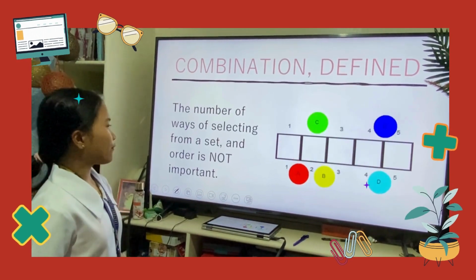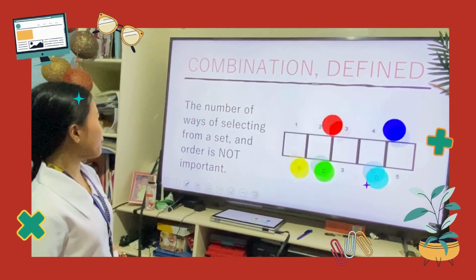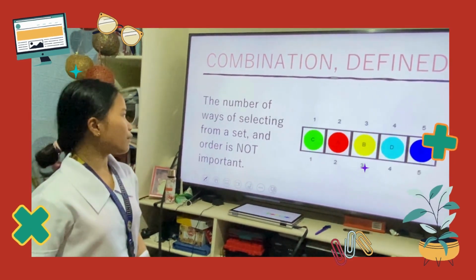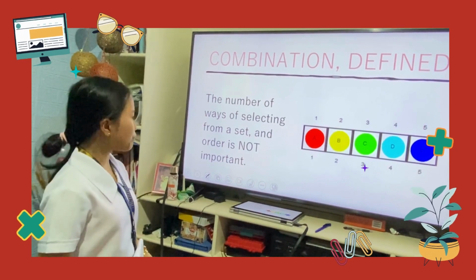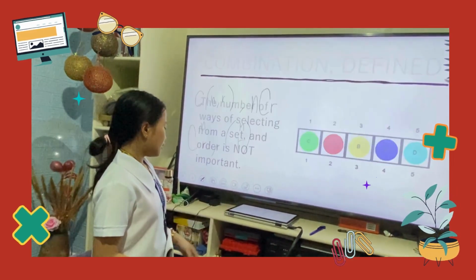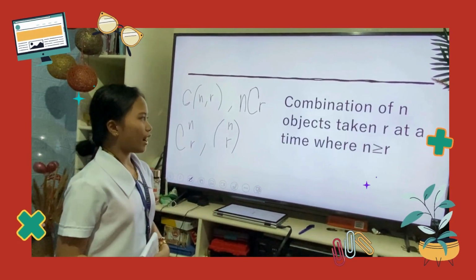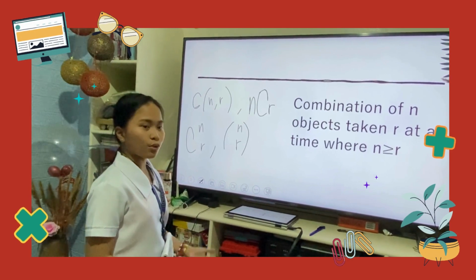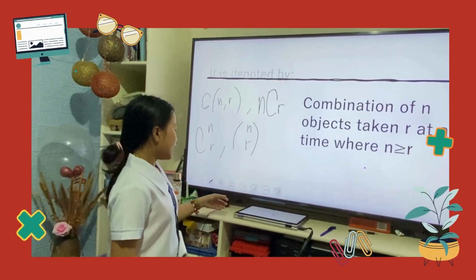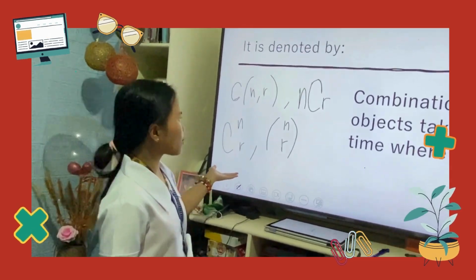So this is the technical definition of combination. Combination refers to the number of ways of selecting from a set, and order is not important. The combination of n objects taken r at a time, where n is equal to or greater than r, is denoted by these formulas you see on the screen right now.